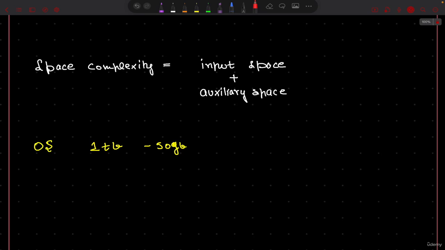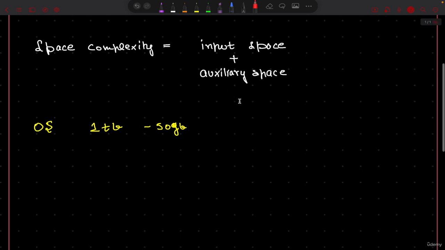Okay, great. So that's the very first thing. Second thing is the auxiliary space. Now coming to auxiliary space, this is actually the extra space which you are using in your algorithm. Now we saw that in algorithms such as bubble sort, insertion sort, we were actually not using any of this auxiliary space, right?